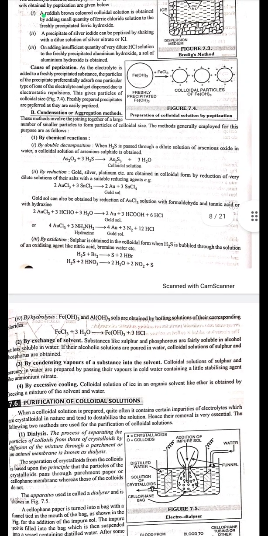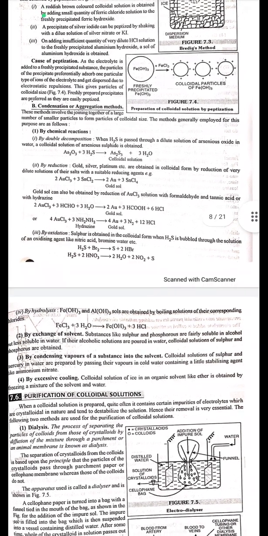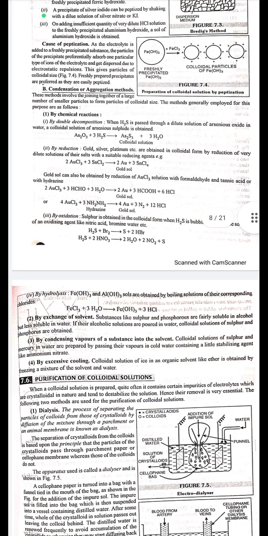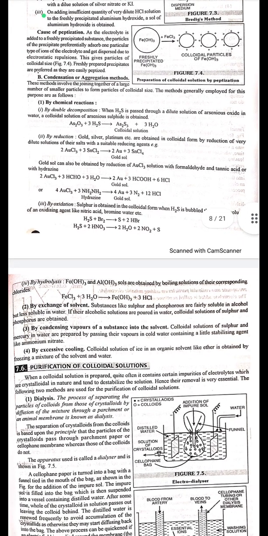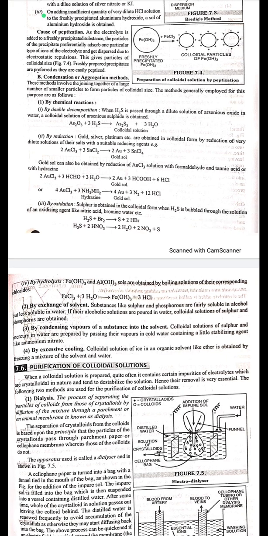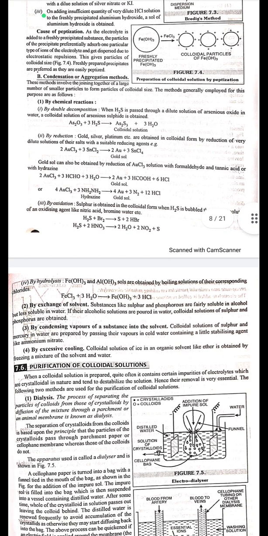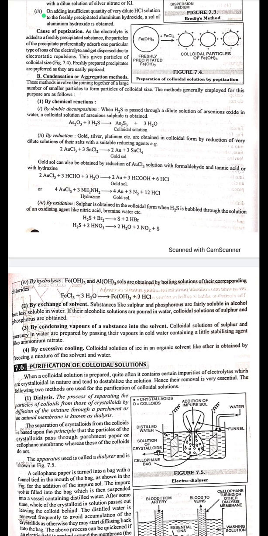B. Concentration or aggregation methods. First, by chemical reaction, by double decomposition: when H2S is passed through a dilute solution of arsenious oxide in water, a colloidal solution of arsenious sulfide is obtained. As2O3 plus 3H2S gives As2S3 plus 3H2O.